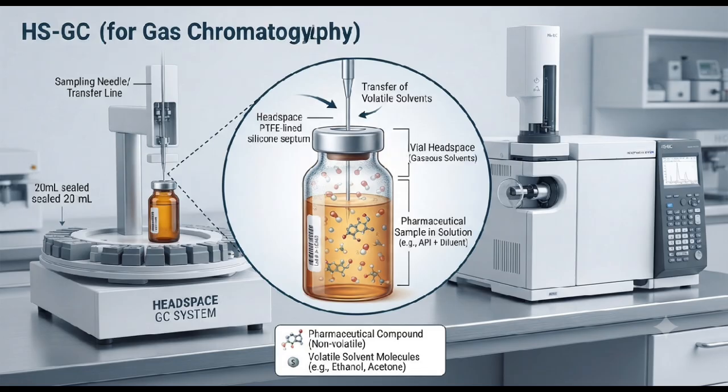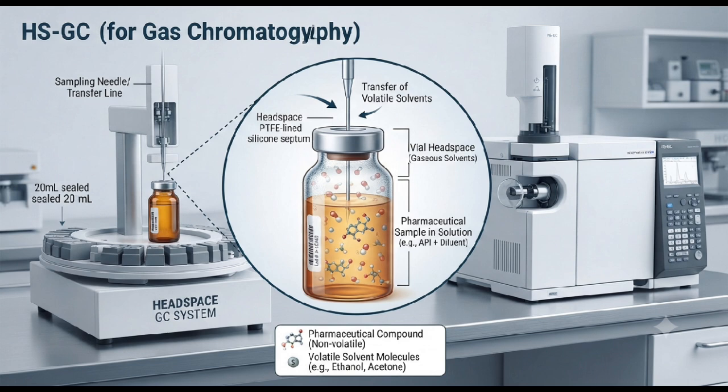Analytical technique. Headspace gas chromatography (GC-HS). The most commonly used analytical technique for residual solvent testing is gas chromatography with headspace sampling, commonly known as Headspace GC or GC-HS. This technique is particularly suitable because residual solvents are volatile.